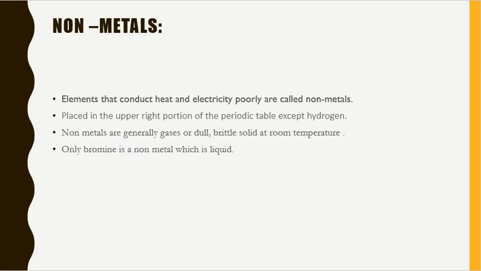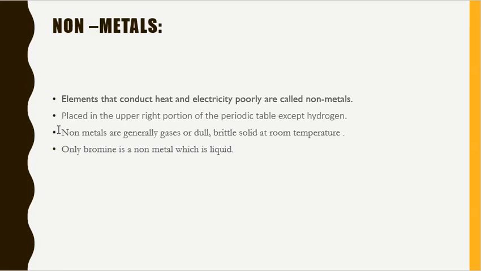So, the first basic difference between metals and non-metals is that metals conduct heat and electricity, so they are good conductors of heat and electricity. But non-metals are elements that conduct heat and electricity poorly. So non-metals do not conduct electricity. In the periodic table they are placed in the upper right portion, except hydrogen, because hydrogen has one electron, so it is placed in the group 1a elements.